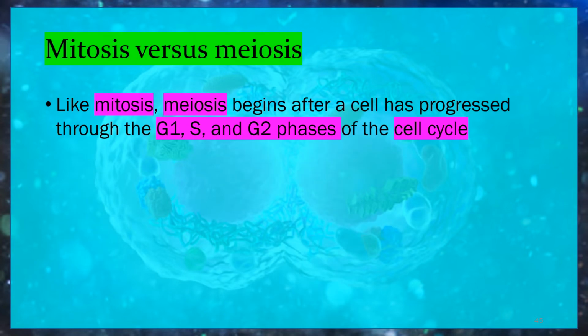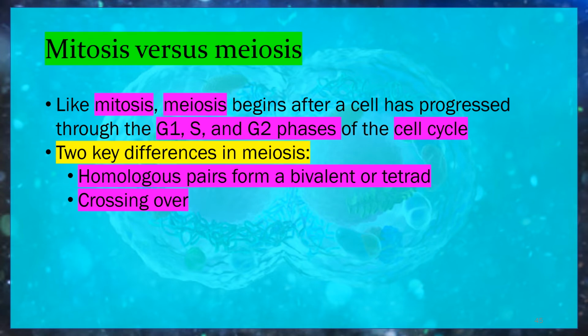So what are some of the differences between mitosis and meiosis? Like mitosis, meiosis begins after a cell has progressed through the G1, S, and G2 phases of the cell cycle. But two of the key differences are that with meiosis, homologous pairs form a bivalent or tetrad, and there's also crossing over that happens.